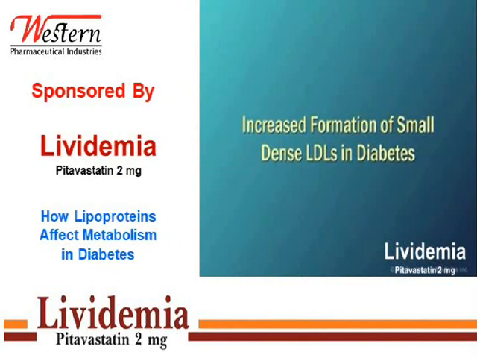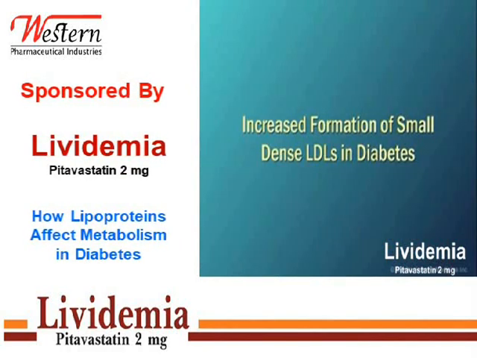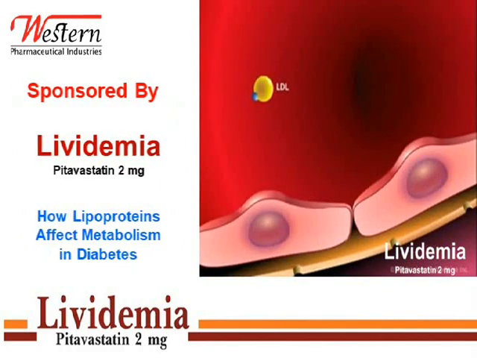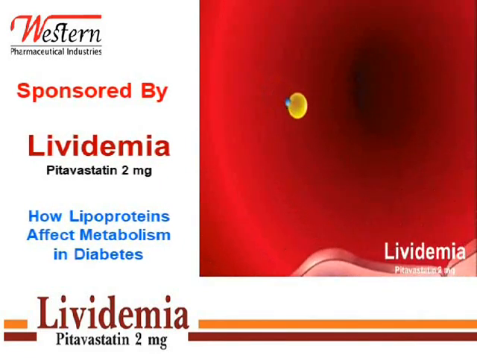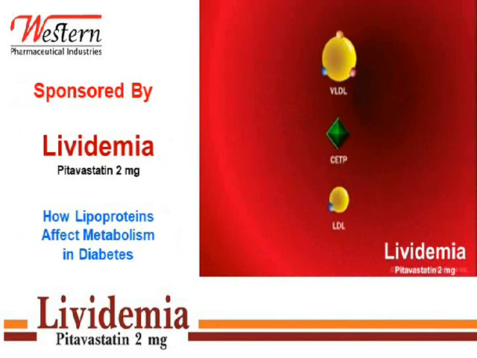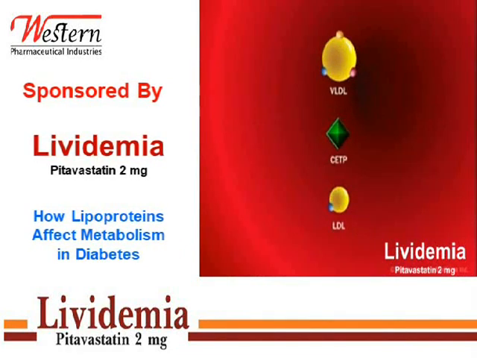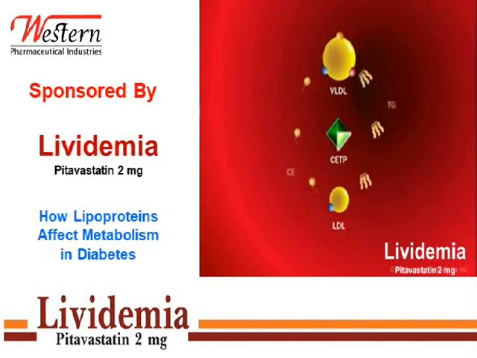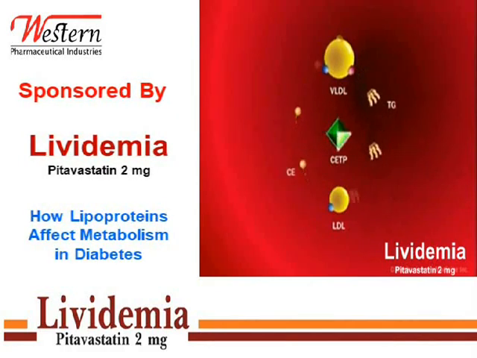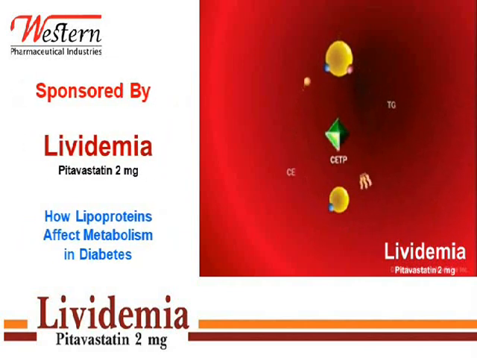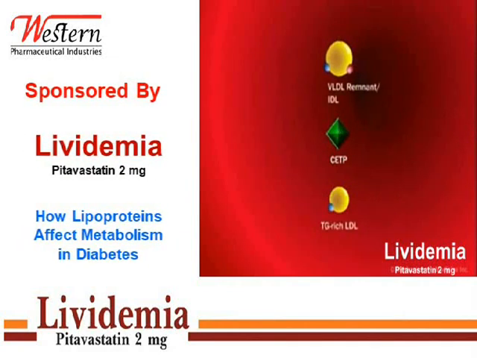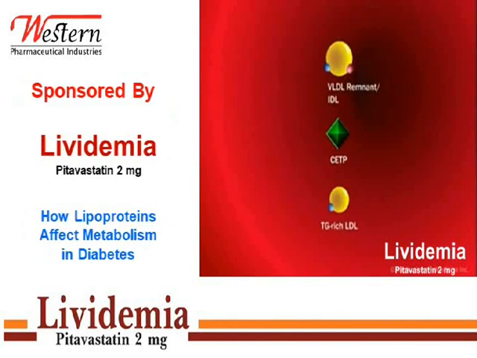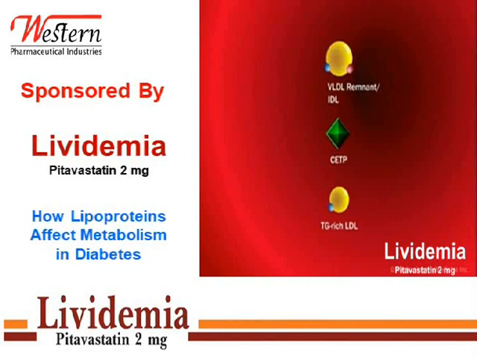Increased formation of small dense LDLs in diabetes. This animation shows the formation of triglyceride-rich LDL particles. Here, LDL exchanges cholesterol esters for triglycerides with a VLDL particle. This exchange is facilitated by the cholesterol ester transfer protein, shown in green. Cholesterol ester transfer protein therefore helps to convert very low-density lipoproteins into very low-density lipoprotein remnants or intermediate density lipoproteins.